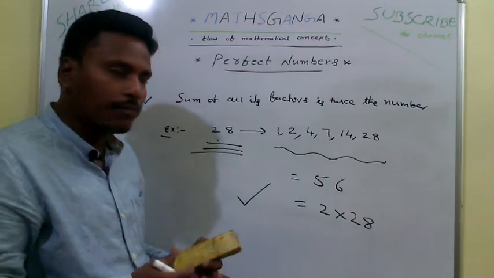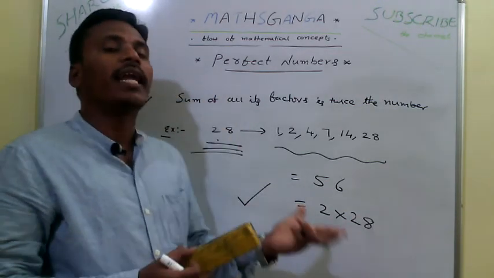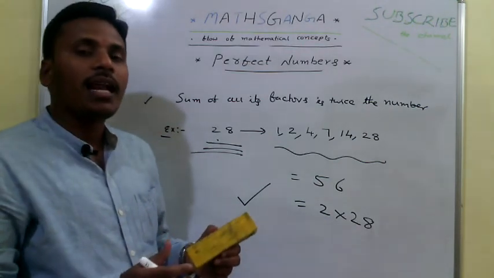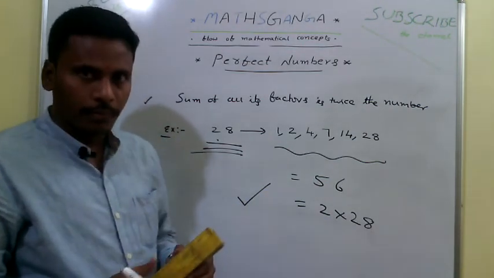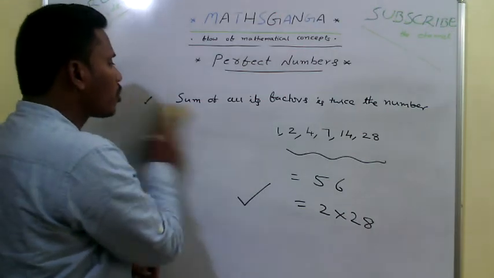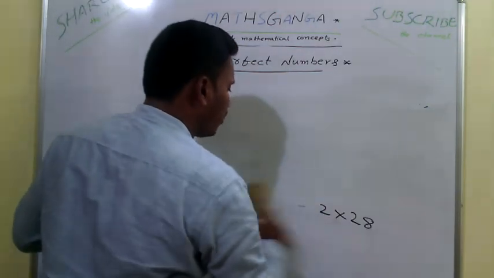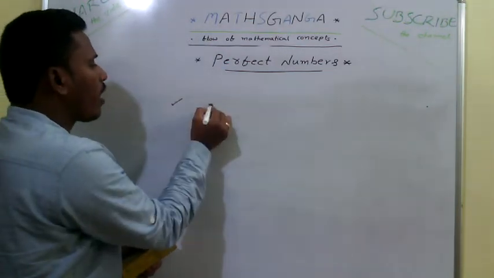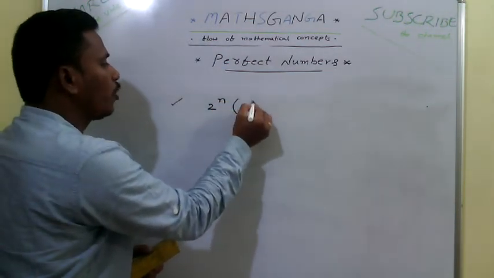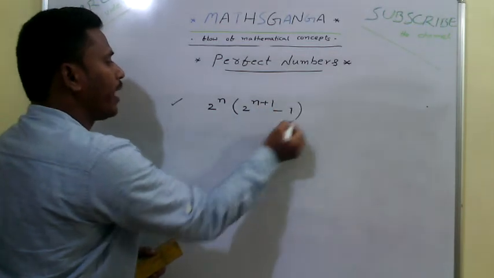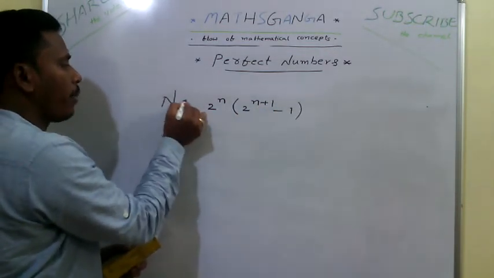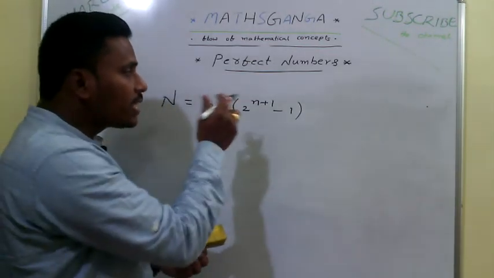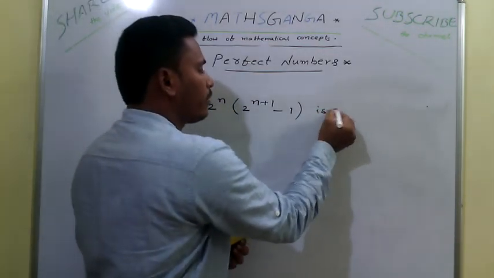If the summation becomes 2 times the given number, then it is a perfect number, otherwise it is not a perfect number. Okay, there are different results related to this perfect number. One of those results is that the mathematician Euler proposed that if you take a number of the format 2^n into (2^(n+1) minus 1), this number is perfect.